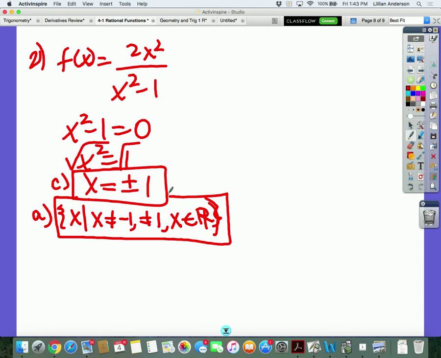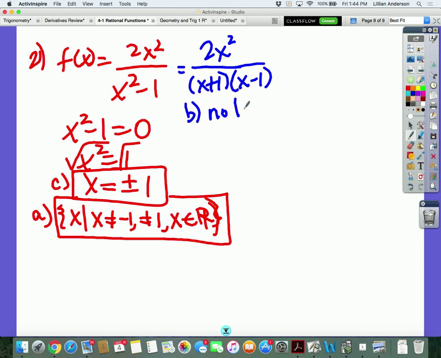Now B says to find the holes. You won't have holes every time, but how do I figure out if I do have holes? What do I have to do to find a hole? You gotta factor. Well, I already know the bottom factors because I did it for my vertical asymptotes. The bottom factors as x plus 1, x minus 1. Can I factor the top? Nope. If I could, I would, but I can't, so I won't. So I have no holes. Stuff factors, but nothing cancels out. So I have no holes.